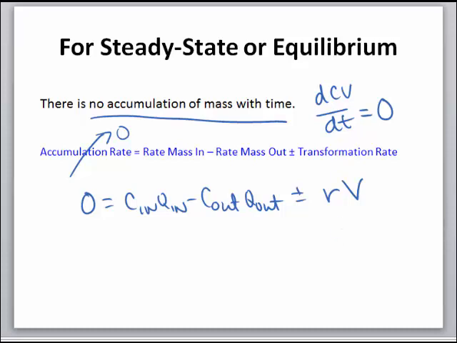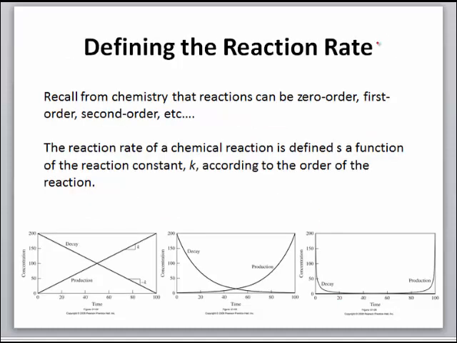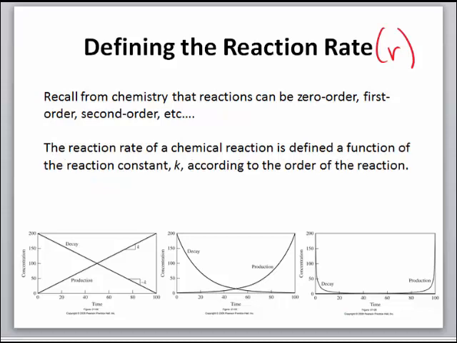In the next slide, I'd like to delve into this reaction term R. The reaction rate, which we've been defining as R, comes from the chemical reaction kinetics. From chemistry, you should recall that reactions can be zero order, first order, second order, etc. The reaction rate of a chemical reaction is defined as a function of the reaction constant K according to the reaction kinetics. In the examples below, I am going to remind you of zero order, first order, and second order reactions.